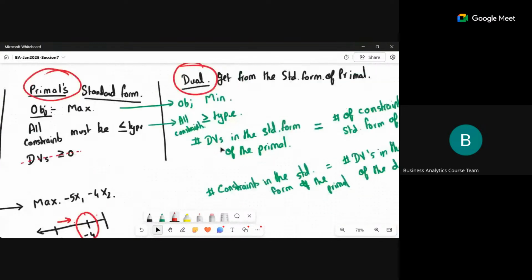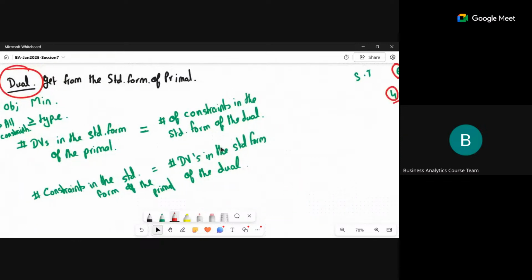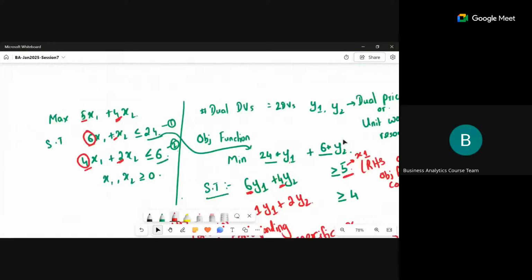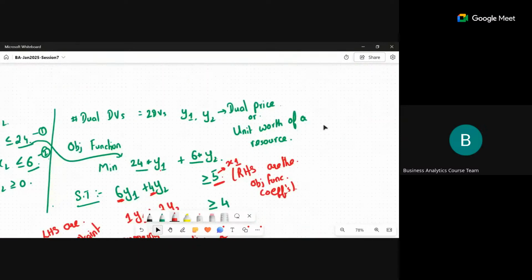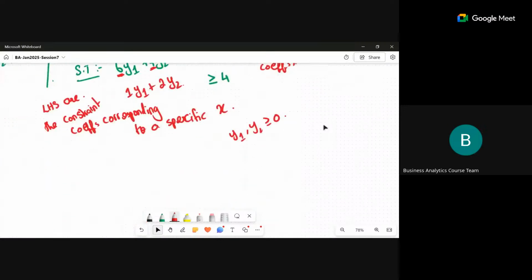If the question was instead what price I should charge for my raw materials R1 and R2, then I'm talking about the unit worth of the raw material, or the unit worth of the resource. That becomes my question. Then the dual formulation which you just did is actually the primal for that problem. Okay? Making sense? Yes, sir.